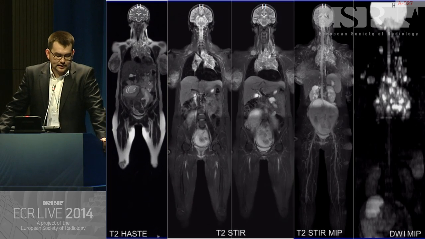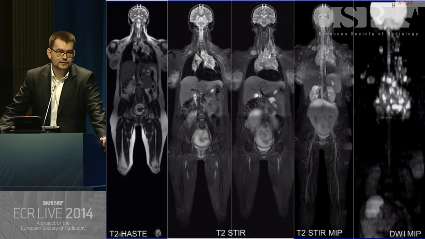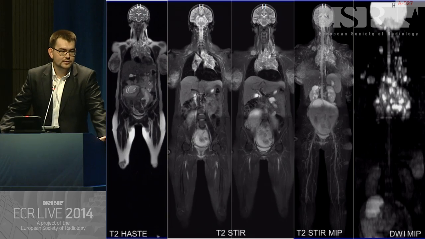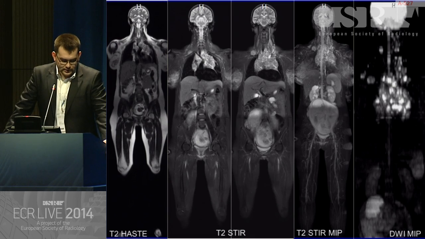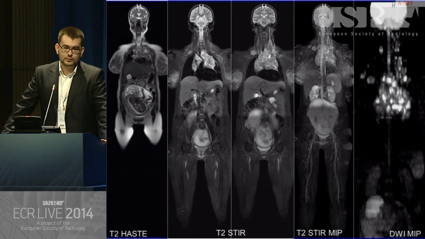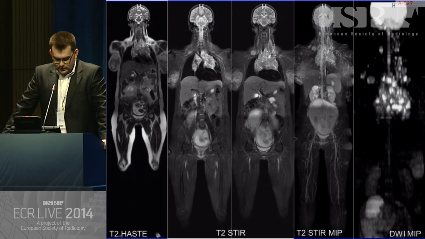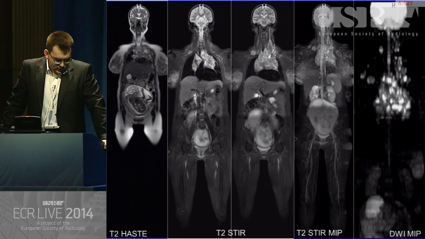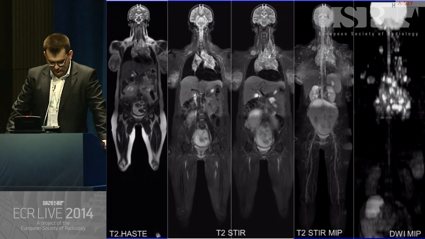The only modality that can cover the whole body for proper staging without damaging the fetus in pregnant lymphoma patients is MRI. Here we can see a woman at the 32nd week of pregnancy with stage 2 Hodgkin's lymphoma. Subsequently, there was a complete remission and normal delivery.